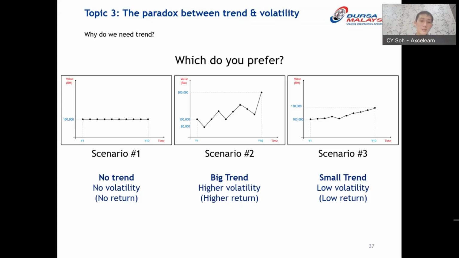You cannot say that if you choose scenario 3, you expect that you can have scenario 2 performance. Cannot. It very rarely happens that way, okay? And most of you would choose scenario 2, correct? Because of higher return, and you also cannot expect that with higher return, you can have very, very low volatility, whether it is stock or futures that you are trading. It won't happen that way.